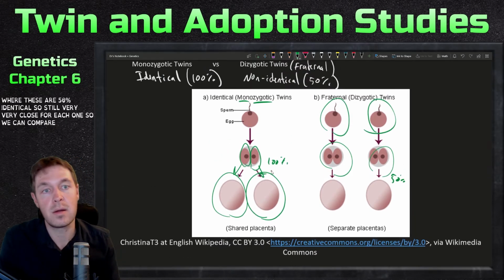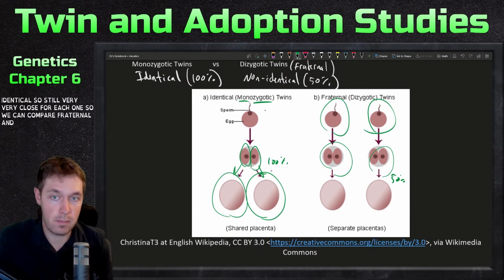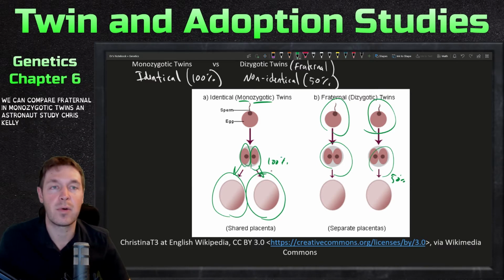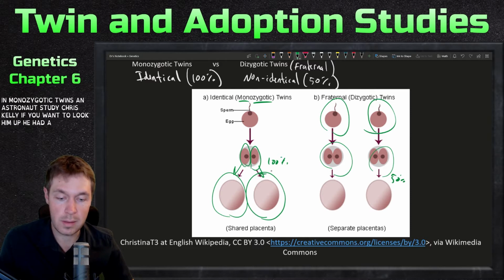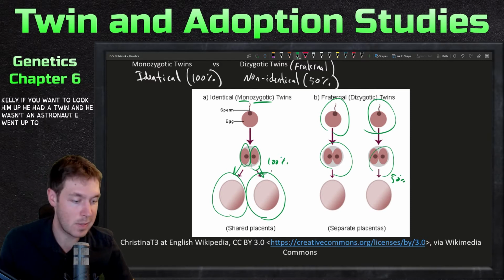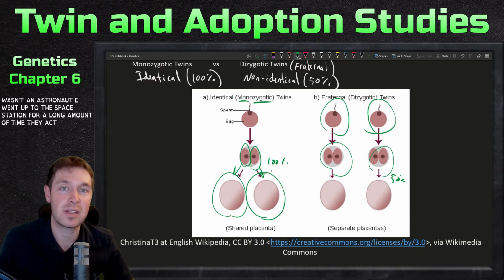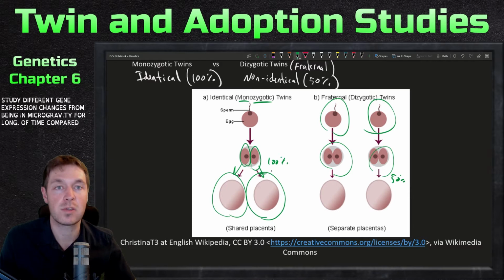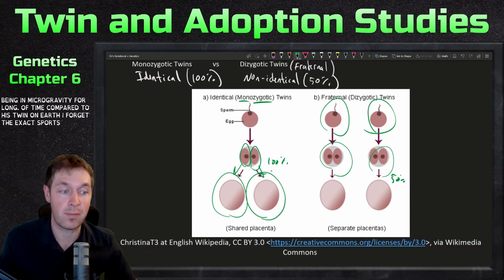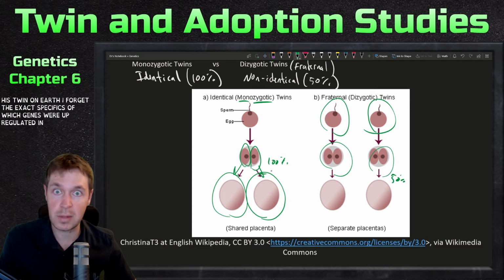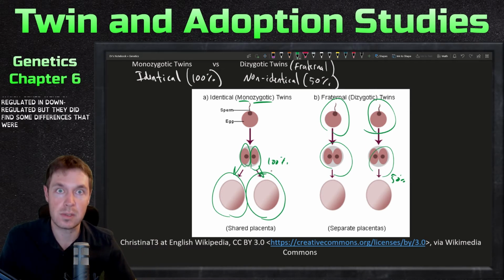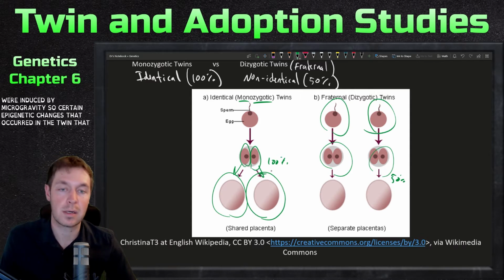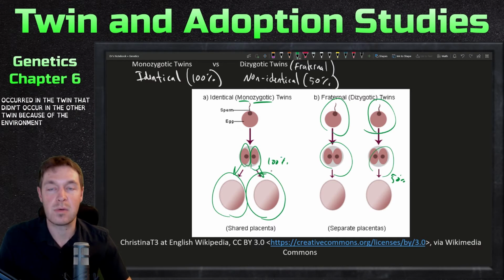So we can compare fraternal and monozygotic twins. There's an astronaut study, Scott Kelly, if you want to look him up. He had a twin, and he was an astronaut. He went up to the space station for a long amount of time. They actually studied different gene expression changes from being in microgravity for a long period of time compared to his twin on Earth. I forget the exact specifics of which genes were upregulated and downregulated, but they did find some differences that were induced by microgravity. So certain epigenetic changes occurred in the twin that didn't occur in the other twin because of the environment he was in. So kind of neat.